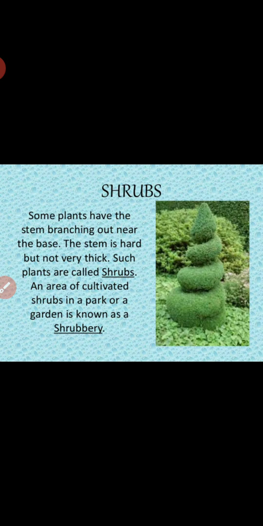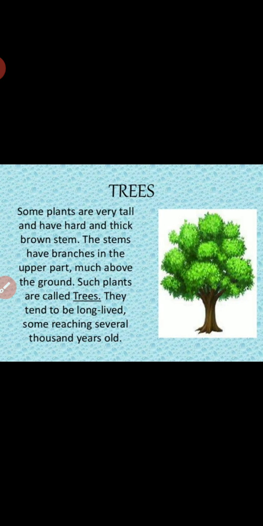The shrubs, the plants have stem branching out near the base. Okay, the stem is hard but not very thick. Then trees, as you know, trees are very tall and have hard and thick brown stem. The stems have branches in the upper part much above the ground. Such plants are called trees.